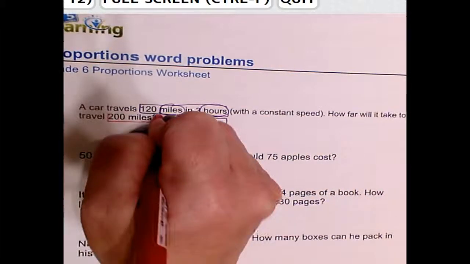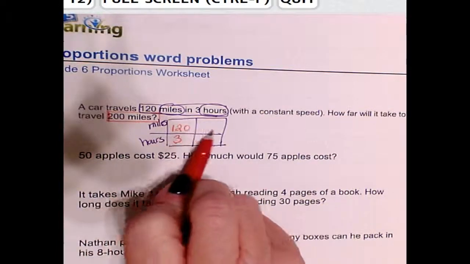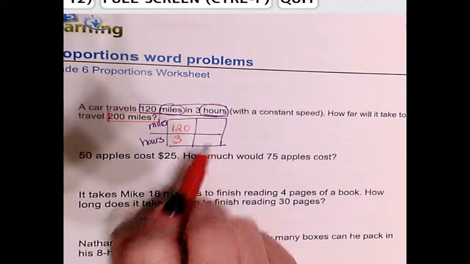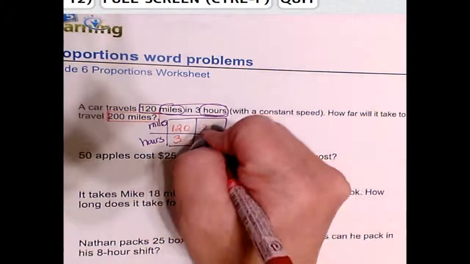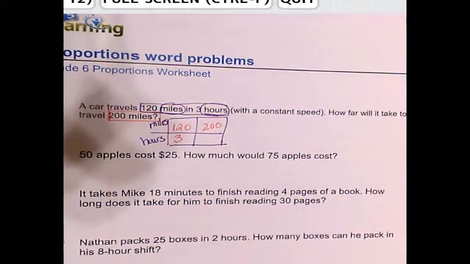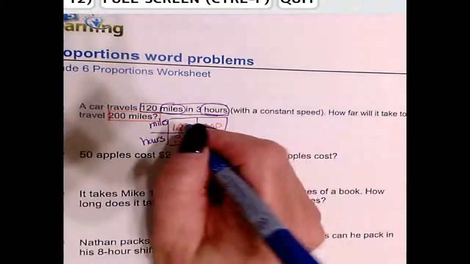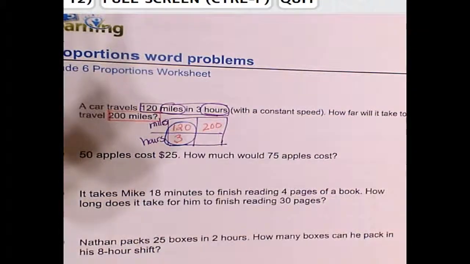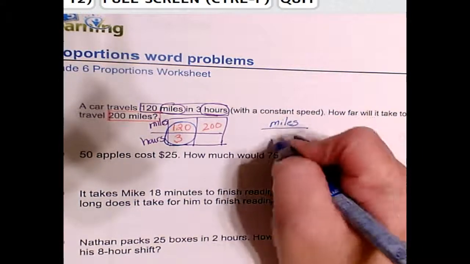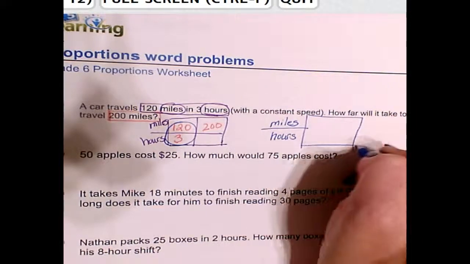So this is our other information we have. Remember, all the way across the top is going to be miles. All the way across the bottom is going to be hours. So now we have 200 miles. 120 cannot go to 200. So we're going to have to simplify this. So meaning we're going to have to create a different proportion box with our different numbers.